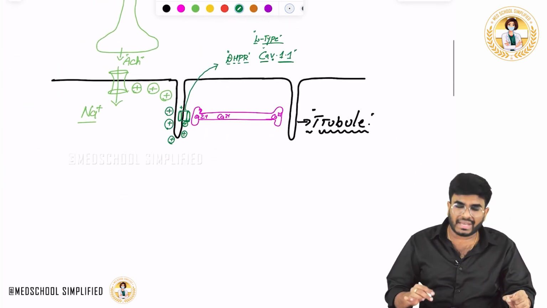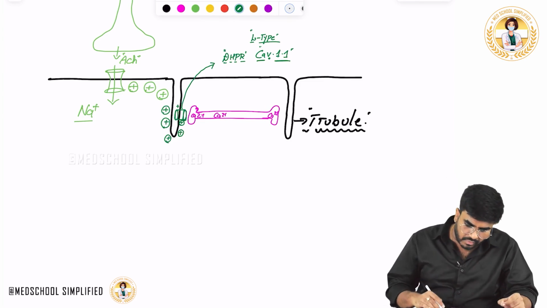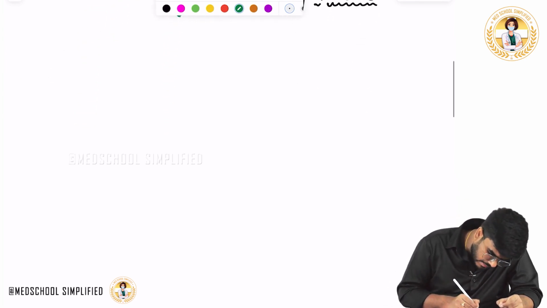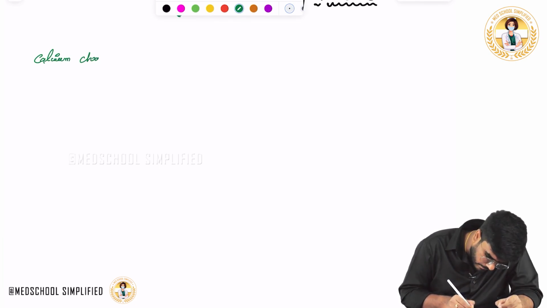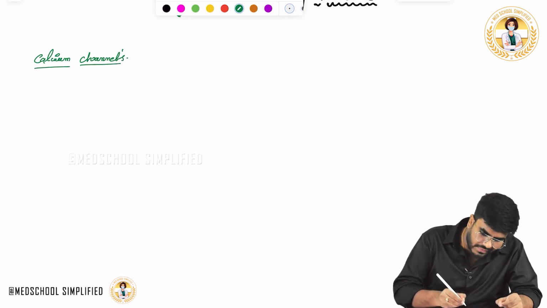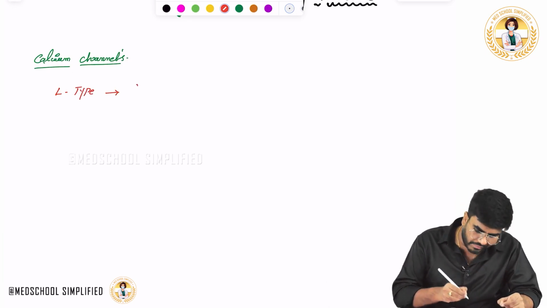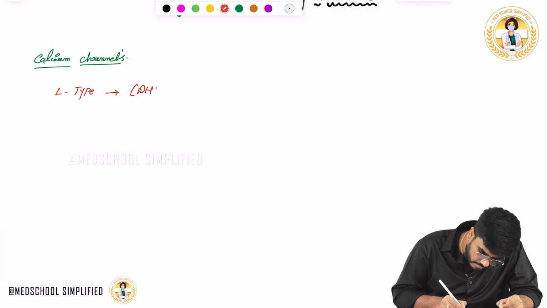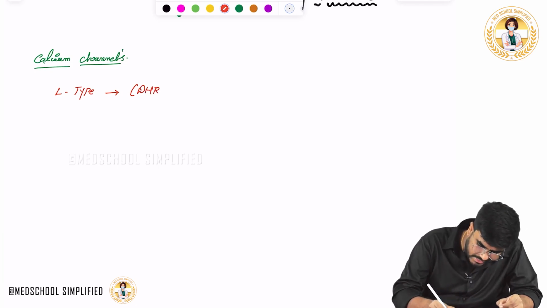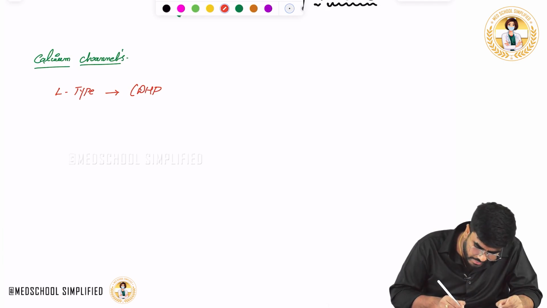So here let me give you a list so that it will be helpful for your exams. Calcium channels. What are the different types of calcium channels? The first type, which I have just discussed with you, is the L type of calcium channel. These L type calcium channels are also called dihydropyridine receptor calcium channels, DHPRs.